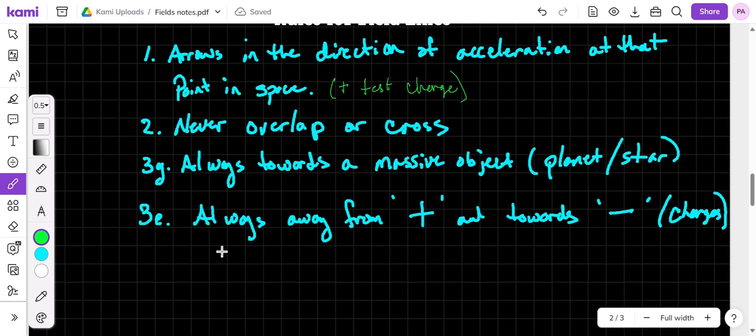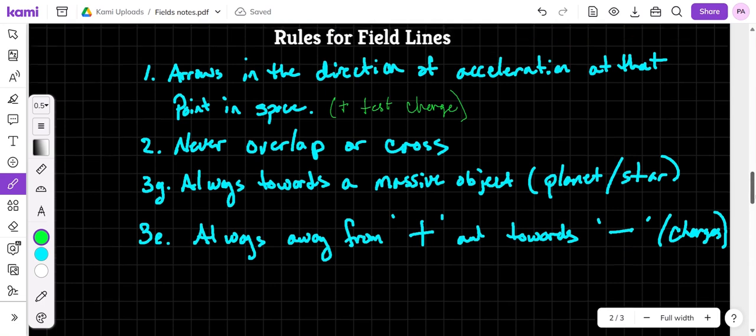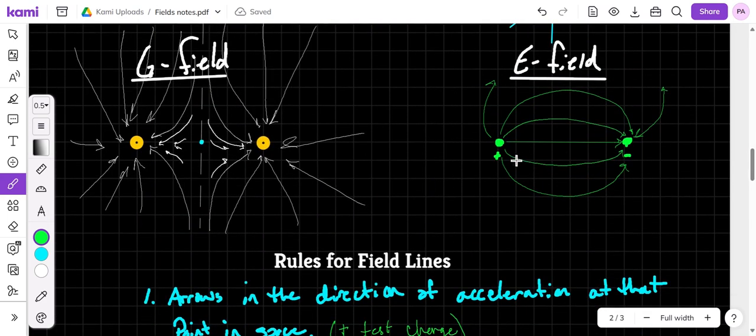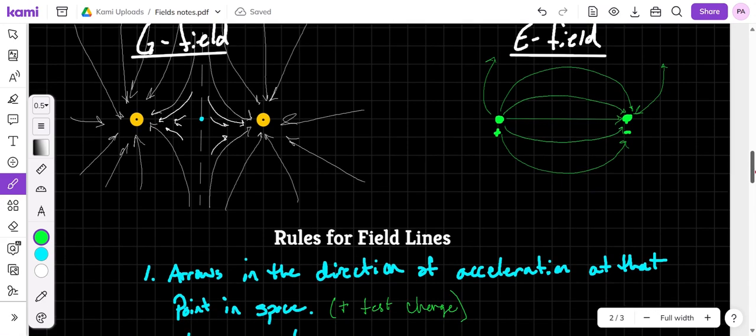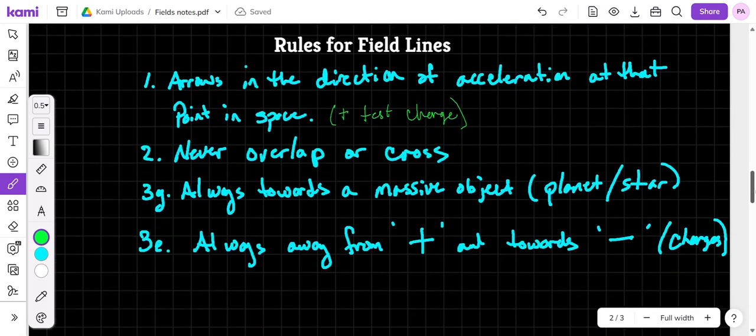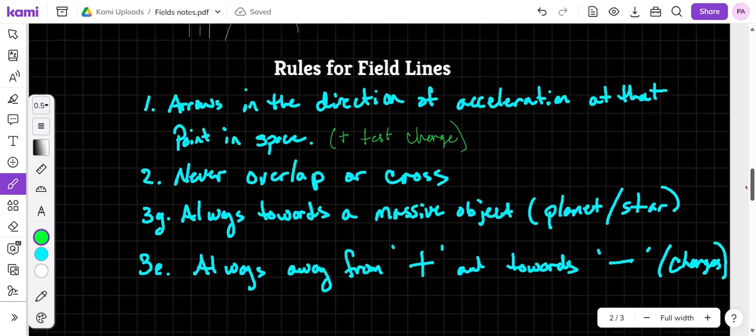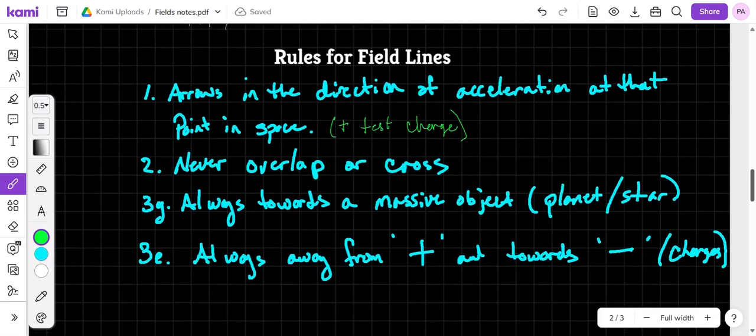And 3E, they are always away from positive and towards negative, because that would be the direction of a positive charge. A positive charge will always be pushed away from a positive charge and always be attracted to a negative charge. So that's why over here we have arrows going from the positive to the negative. Okay, in our electric field. Okay, and then you're going to have an assignment that is going to practice those. So we will stop that lecture there.